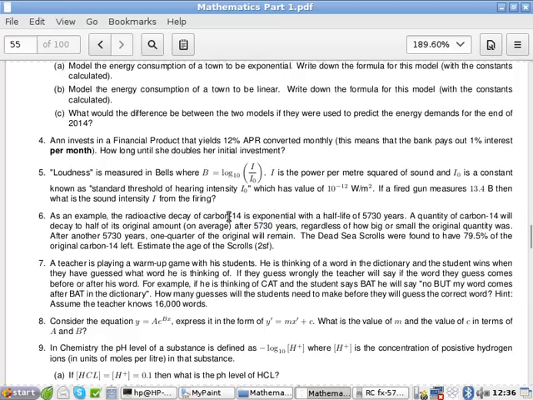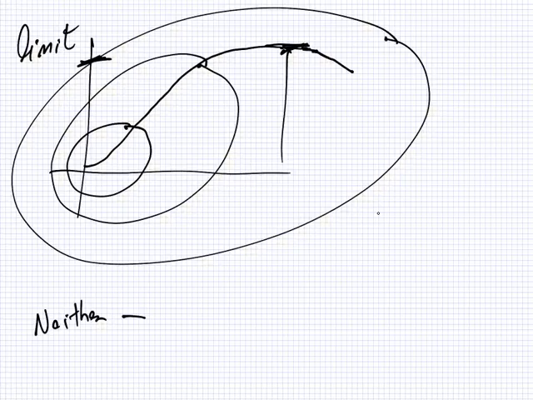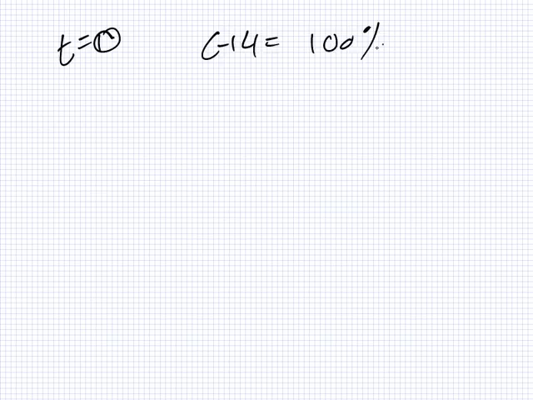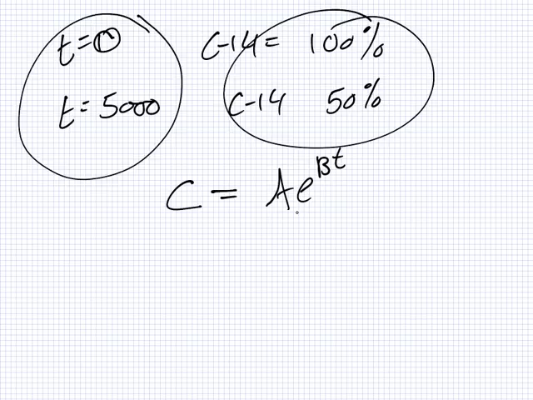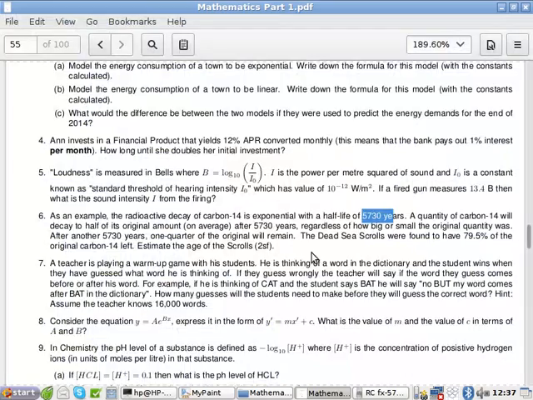So, carbon 14 has a half-life of 5730. What that means is every 5730 years, you have 50% less carbon 14. So basically, at the beginning, you have 100% of your carbon 14, and then about 5,000 years later, you're down to 50%. So carbon 14 is equal to A e^(Bt). Do you have enough information to find the A and the B? You do, because it's just like the example I did with the power: the time I gave you and the quantity I gave you. So you can find the A and the B. And then my question is, if the carbon 14 is this percentage, then what's the time?